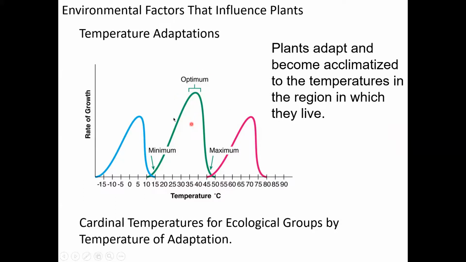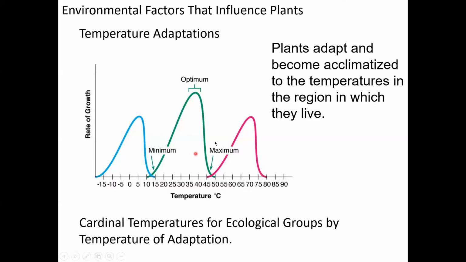The maximum, well, let's do the minimum first. The minimum temperature is the lowest temperature that allows continued growth and metabolism. The maximum temperature is the highest temperature at which growth and metabolism can still proceed. And if you get above the maximum, growth will stop, and if it continues to rise beyond that point, the proteins and enzymes and nucleic acids in the organism get damaged, denatured, and destroyed, and death results. I call that the 4Ds, okay? Damage, denaturation, destruction, and death will result.